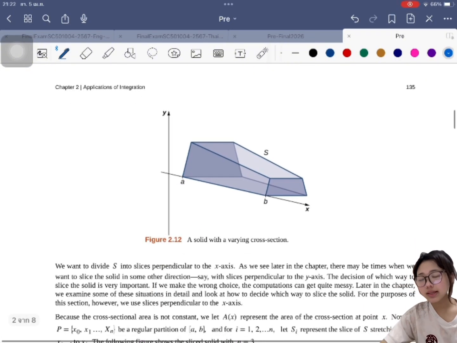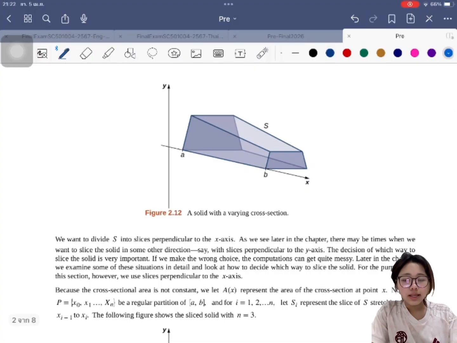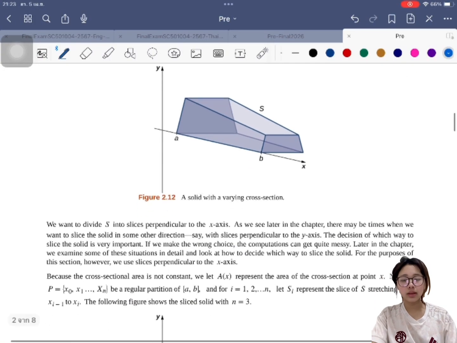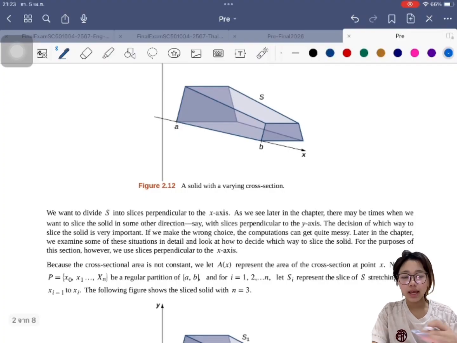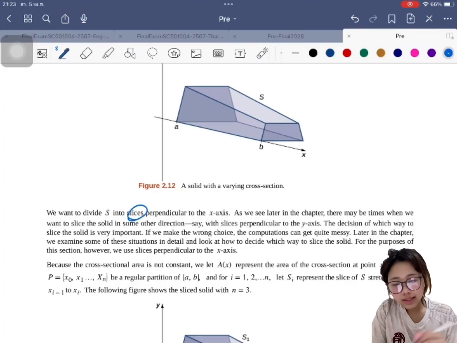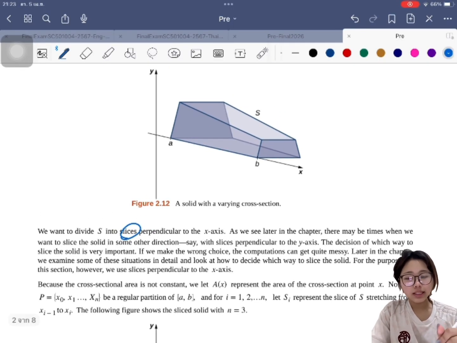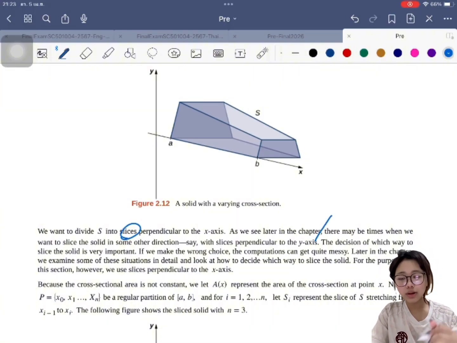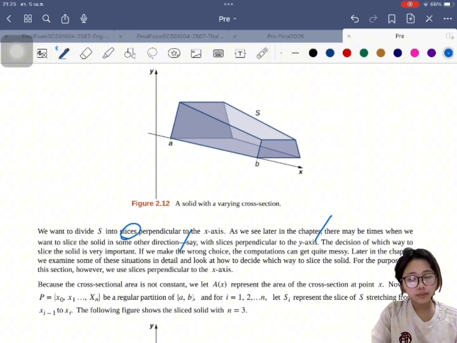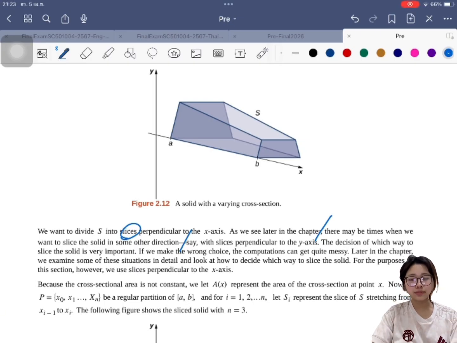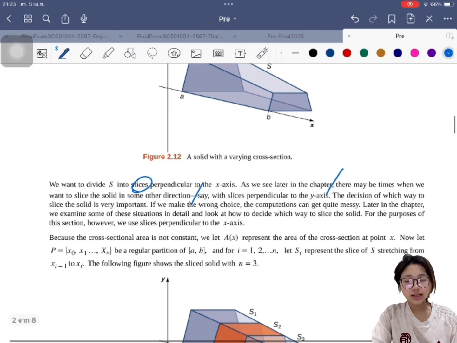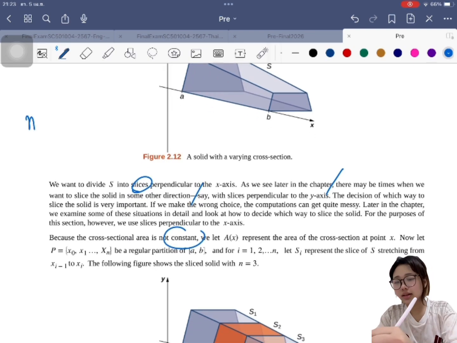And the next is a solid with varying cross-sections. We want to divide S into slices perpendicular to the x-axis. As we will see later in the chapter, there may be times when we want to slice in some other direction, such as perpendicular to the y-axis, because the cross-sectional area is not constant.